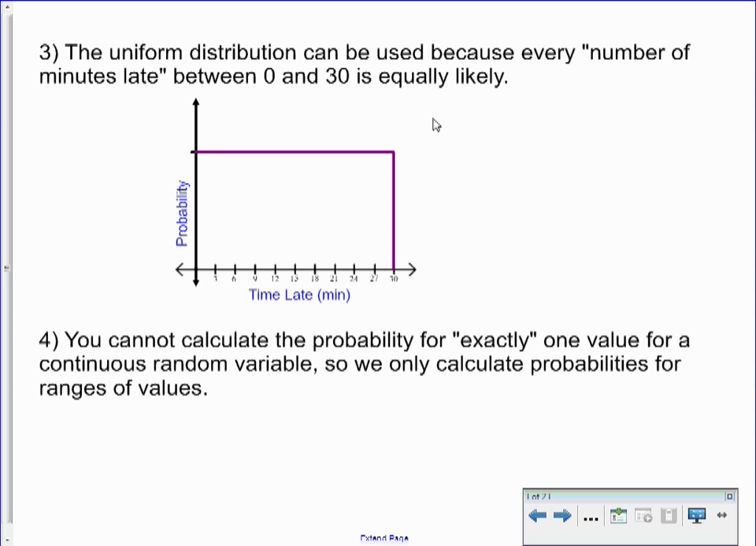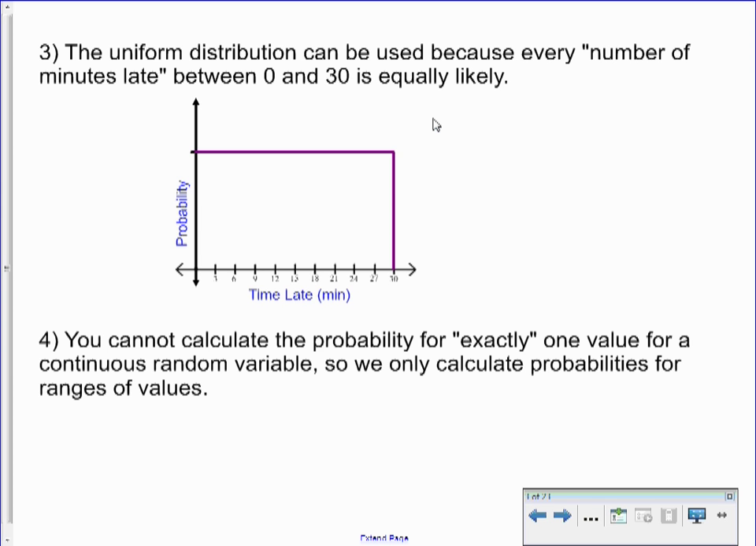So we will only look at ranges of values. If we want to calculate for 12, we might figure out the probability that they were between 11 and 12 minutes late, or between 12 and 13, or between 11 and 13, say between 12 and 12 and a half. But we have to have some sort of range in order to calculate these probabilities for continuous random variables.